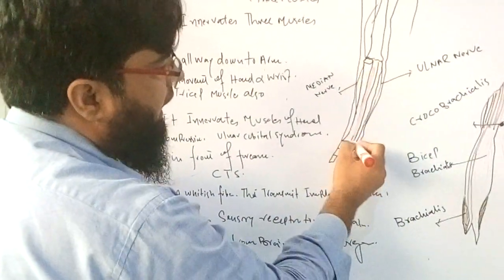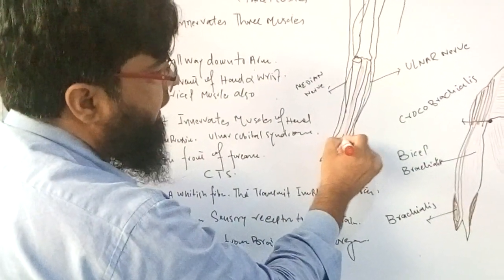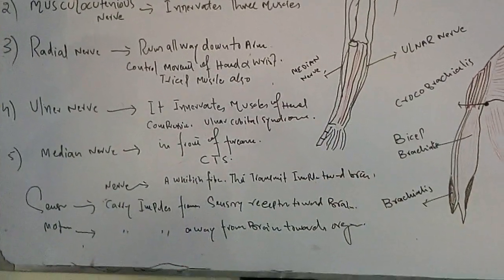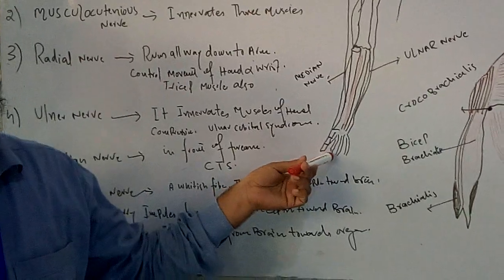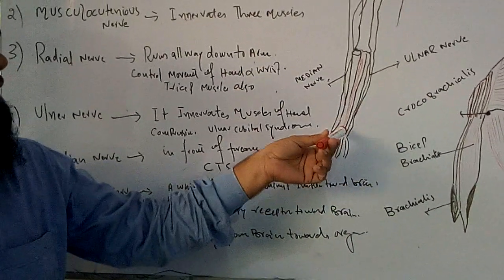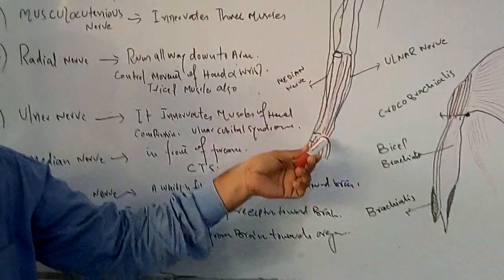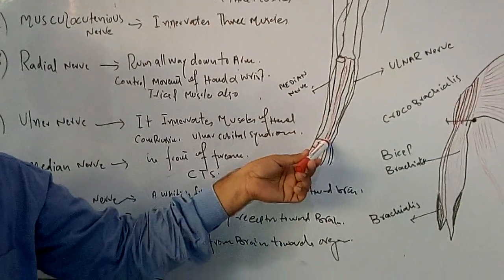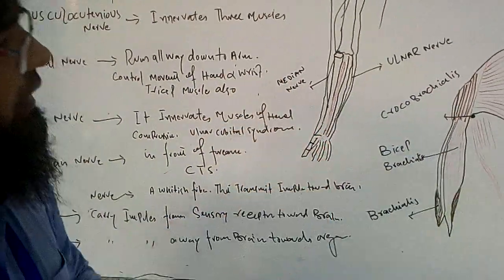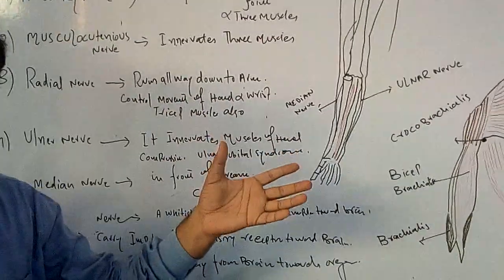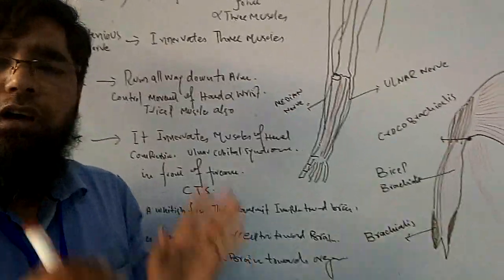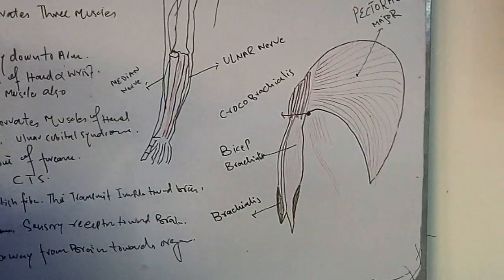If there is any compression of the median nerve here, then we call this CTS, carpal tunnel syndrome. In this syndrome, the median nerve compresses and it causes pain in the hand and a feeling of numbness in the hand, and this syndrome is called CTS, meaning carpal tunnel syndrome.